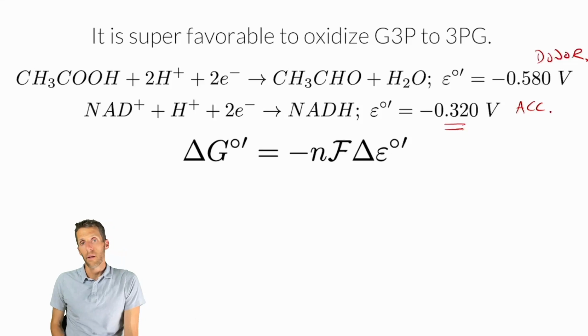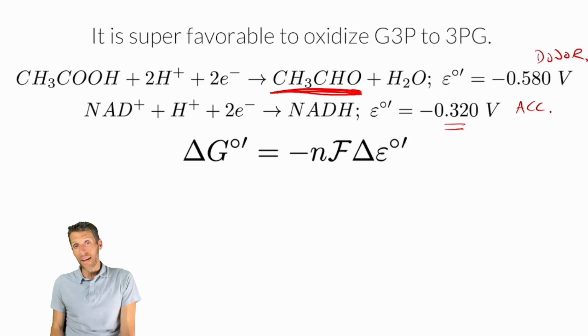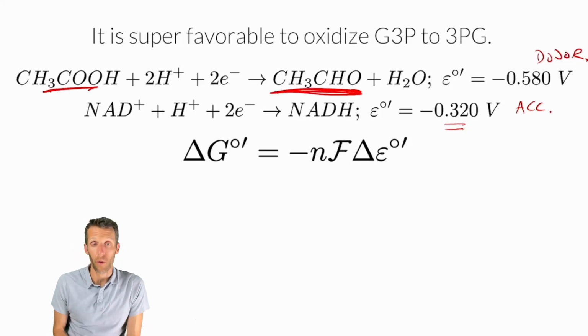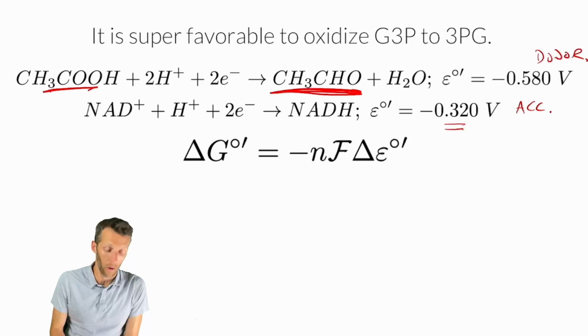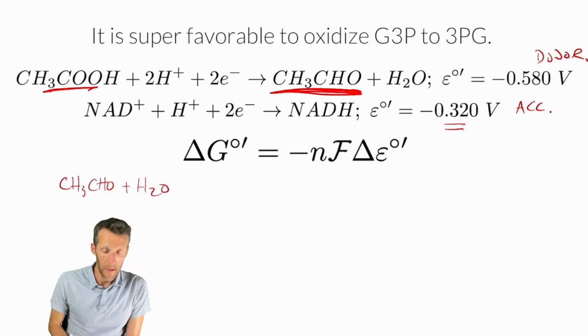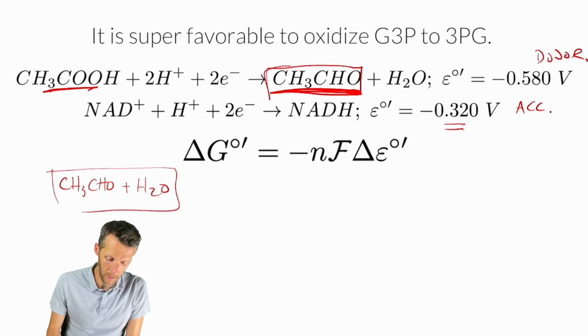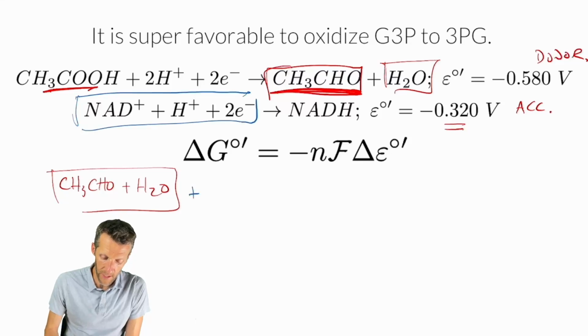That means these here are going to be our reactants, and these here are going to be our products. So let's actually go to the trouble of writing all that out. We're going to say that CH3CHO plus H2O is on the left, and that's from this right here. I'm going to draw boxes around them. And now let's use a different color for this side, right? So this is from the acceptor side. So it's going to get an NAD plus H plus 2e minus.